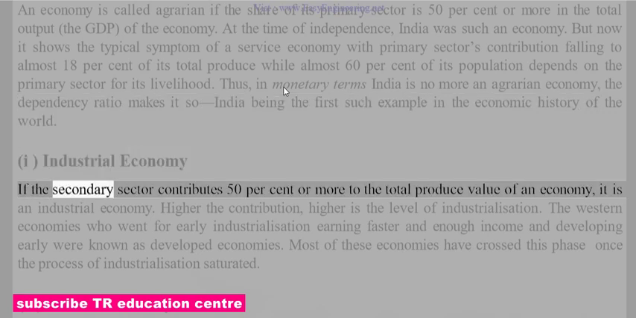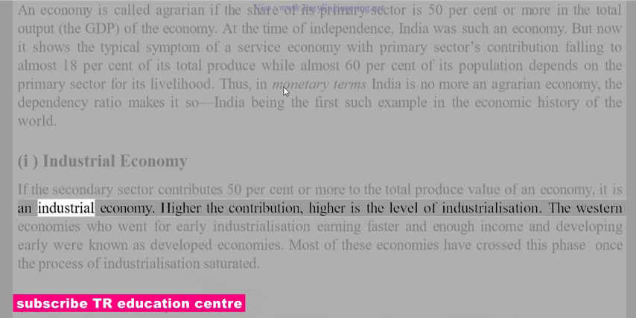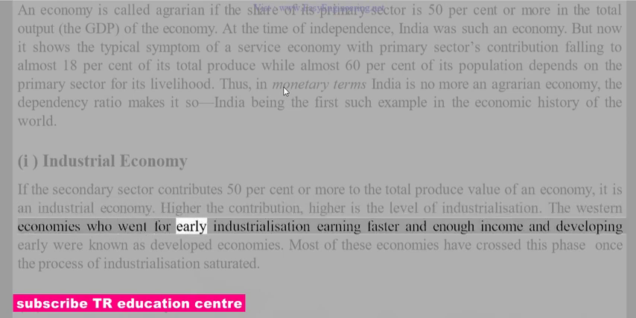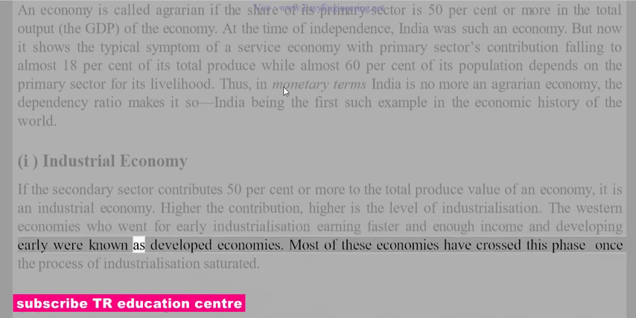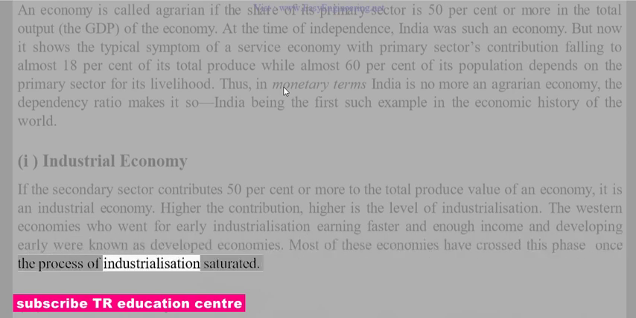Industrial economy. If the secondary sector contributes 50% or more to the total produce value of an economy, it is an industrial economy. Higher the contribution, higher is the level of industrialization. The Western economies who went for early industrialization earning faster and enough income and developing early were known as developed economies. Most of these economies have crossed this phase once the process of industrialization saturated.